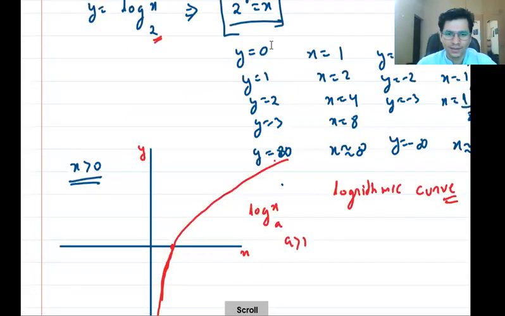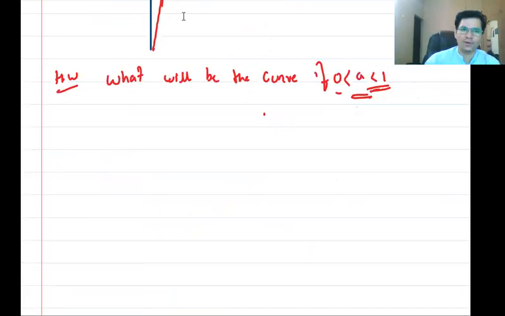Okay. So let's think about it. First of all, we will see about this problem. What will happen if a is less than 1? Now think about it. First of all, think about it.